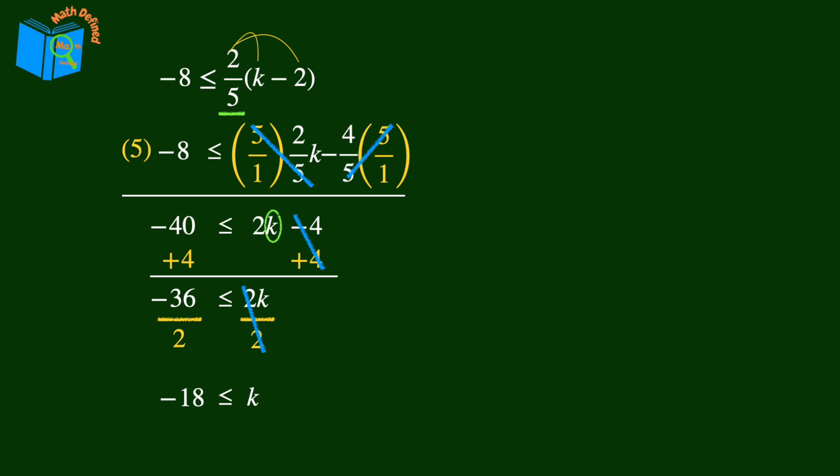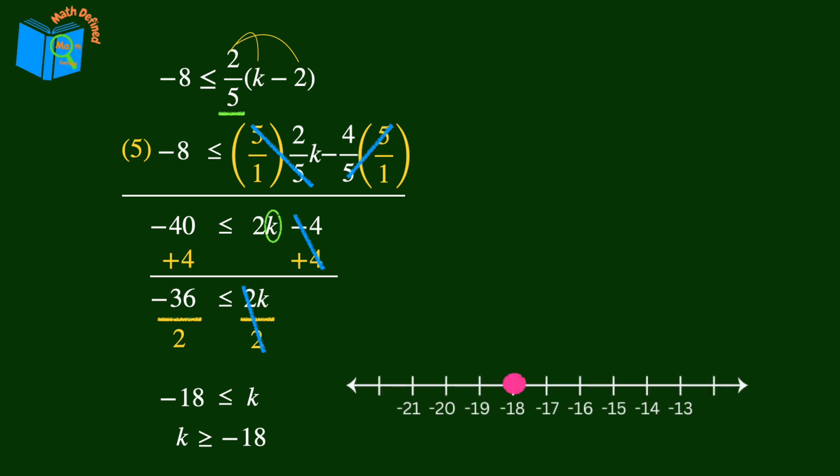By now you know that I like to write inequalities with the variable on the left side. So let's rewrite this. The solution k is greater than or equal to negative 18. Again, both of these inequalities say the same thing. I just flipped the variable to the left side to make it easier to graph. We'll graph this by drawing a closed circle at negative 18 and shading the values to the right.